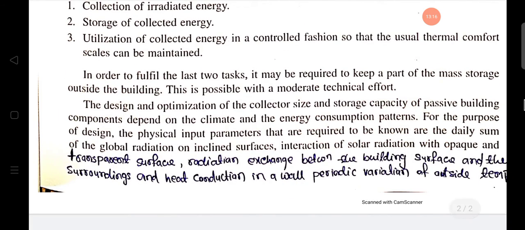For the purpose of design, the physical input parameters that are required to be known are the daily sum of global radiation on an inclined surface, the interaction of solar radiation with opaque and transparent surfaces, radiation exchange between the building surface and the surroundings, the heat conduction in a wall, and the periodic variation of outside temperature.